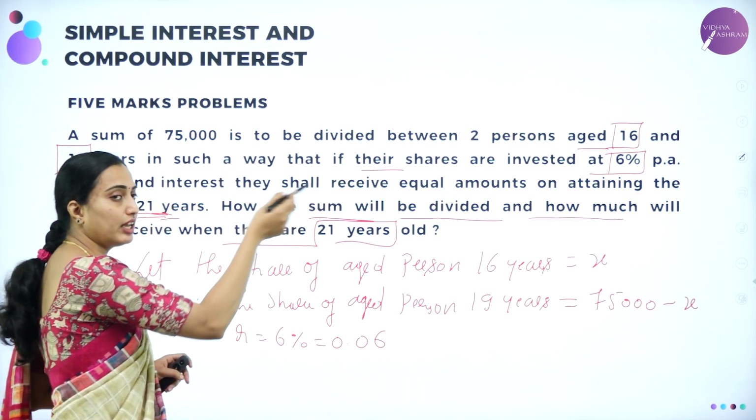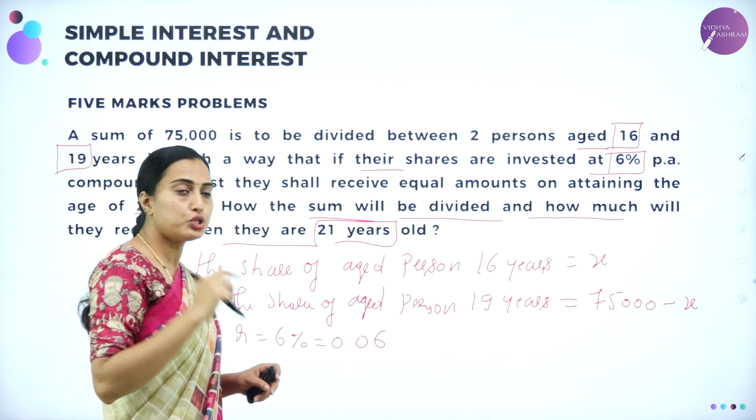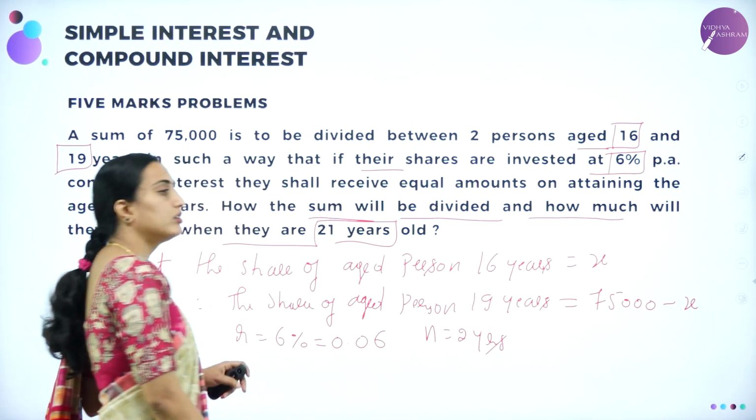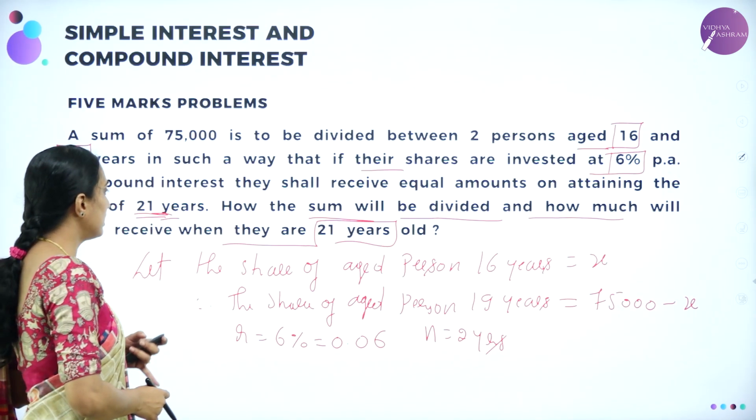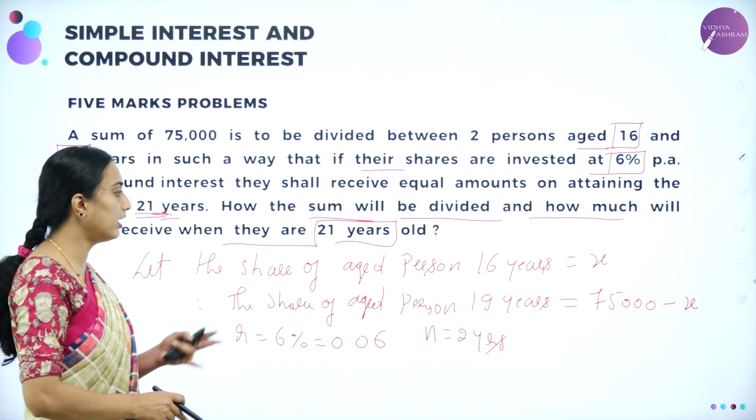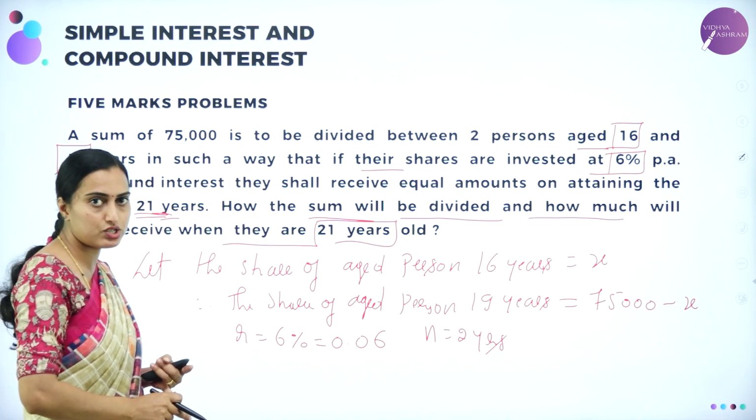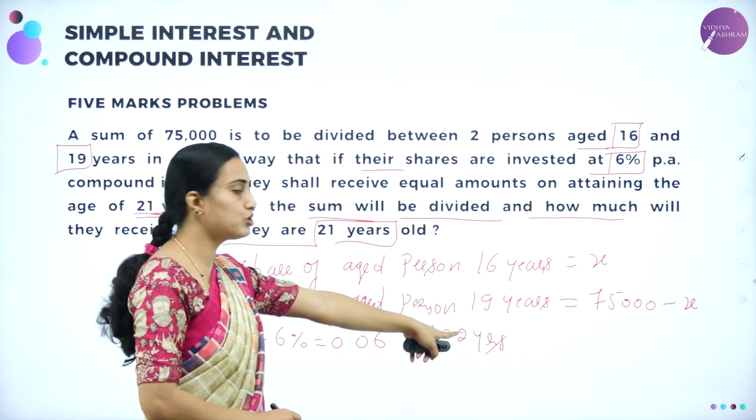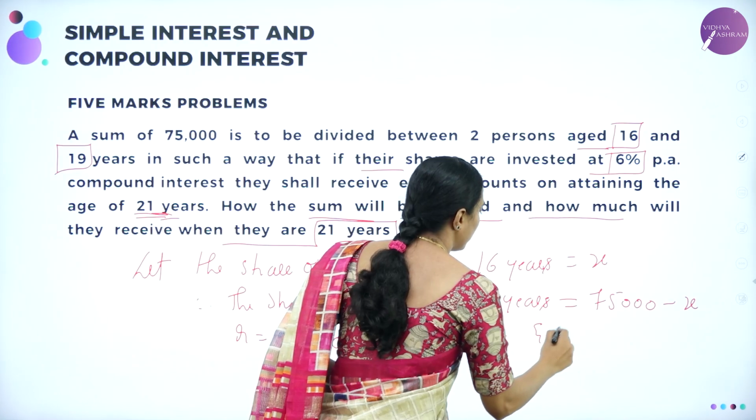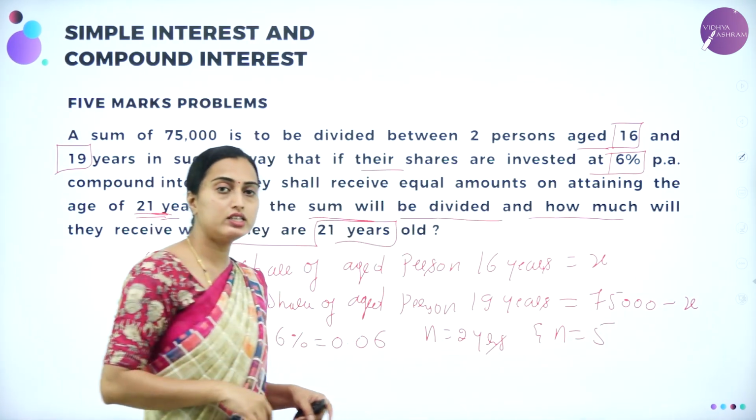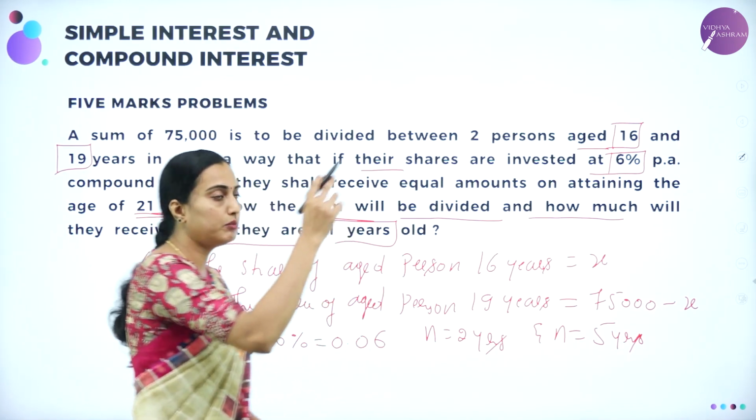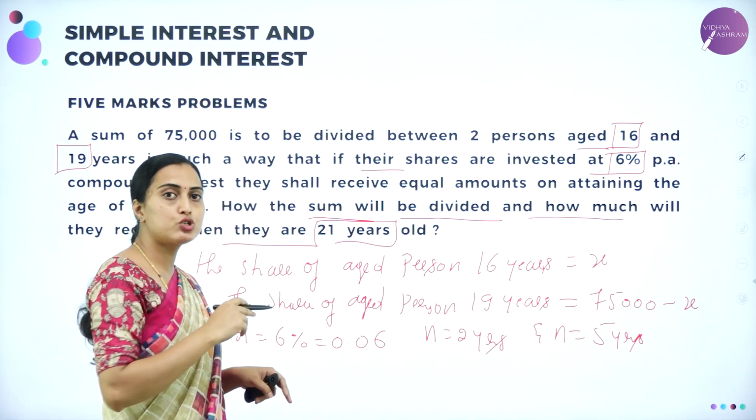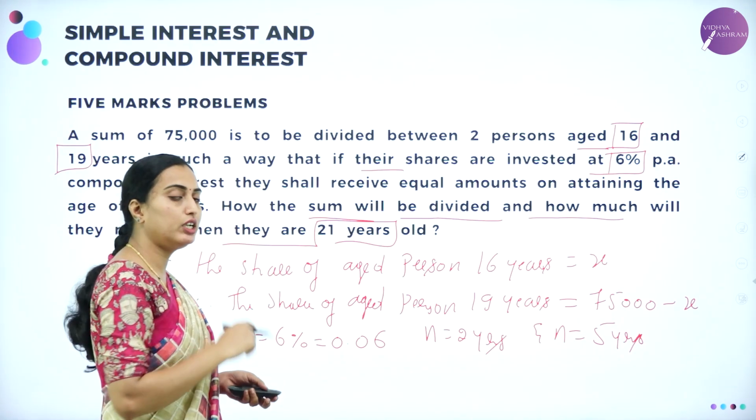For 21, we will be taking 19 years, meaning 19 to 21. How many years? 2 years. Therefore, I can calculate N is equal to 2 years difference. If you take 16, it will become 16 plus 5, which is nothing but 21. Now let me calculate for the aged person of 19 years. For the first person, N is equal to 5 years, and for the second, N is equal to 2 years. 16 plus 5 is 21, and 19 plus 2 is nothing but 21. So we need to calculate accordingly.